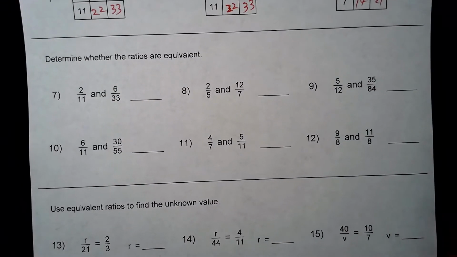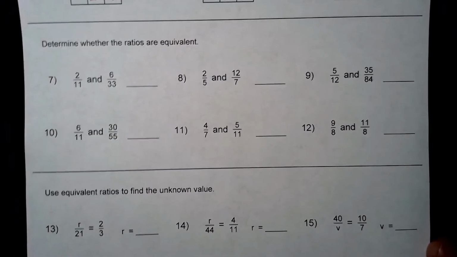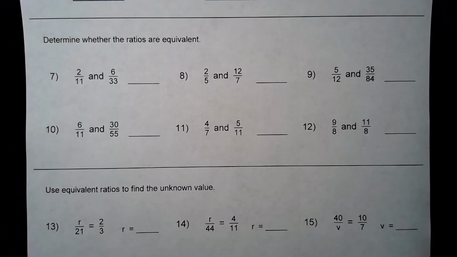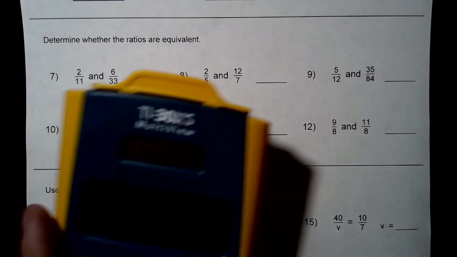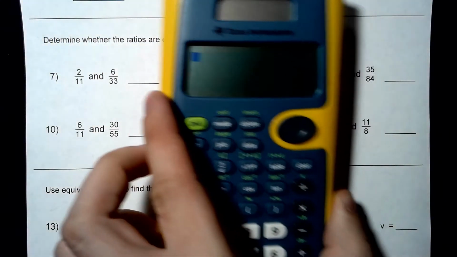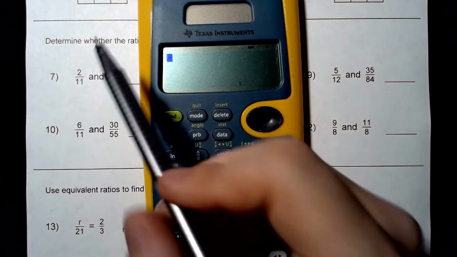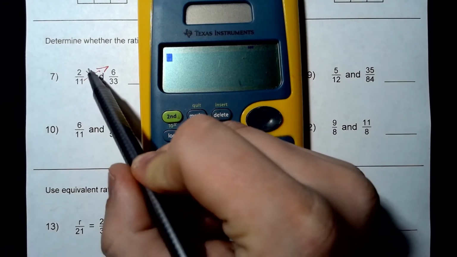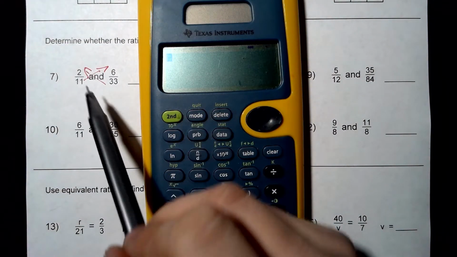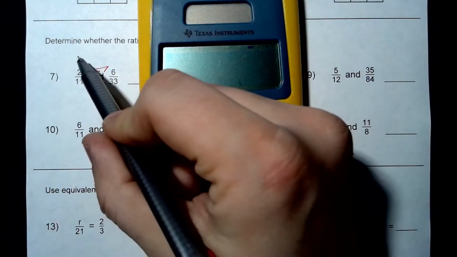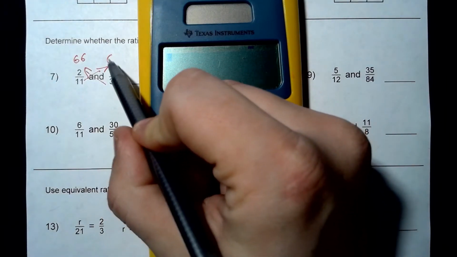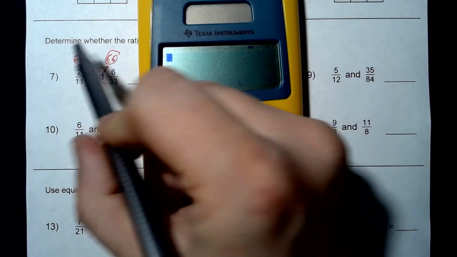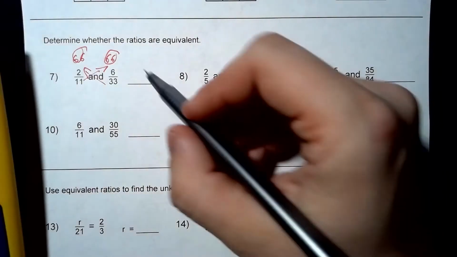Moving on to the other part, determining whether a ratio is equivalent or not. The easiest way, if you are fluent with your division facts, if you can tell that one fraction will simplify into the other, then it is equivalent. If you are not sure about that, this is still a calculator active unit. What you can do is cross multiply going up, and the answer should be the same on both sides. So 33 times 2 gives me 66. 11 times 6 also gives me 66. If you get the same answer, then your ratio is equivalent.